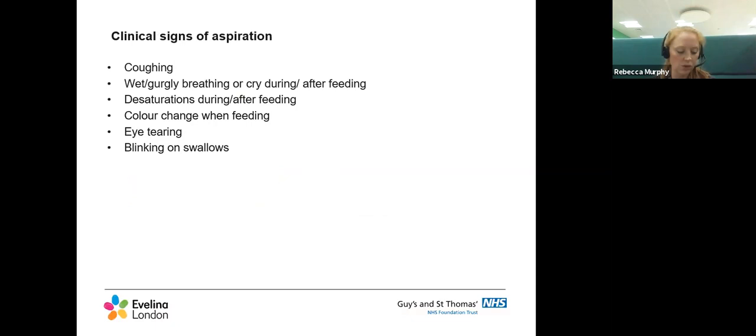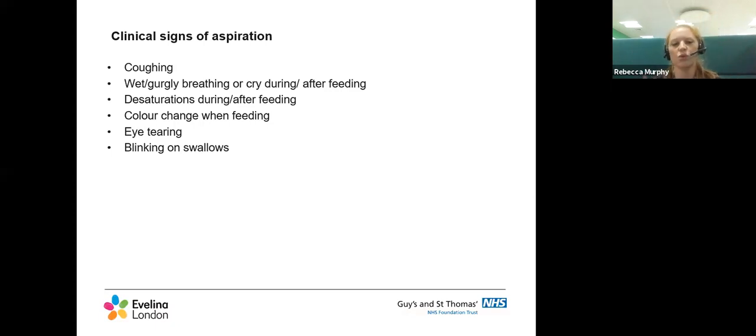So clinical signs of aspiration, the things that we're looking out for when we're doing our clinical assessment on the ward, are coughing, choking, wet, gurgly breathing, and crying during or after a feed. We might see desaturations, again, during or sometimes after a feed. We can see colour changes when feeding, so a baby might turn blue. We can see eye tearing and blinking and swallowing.